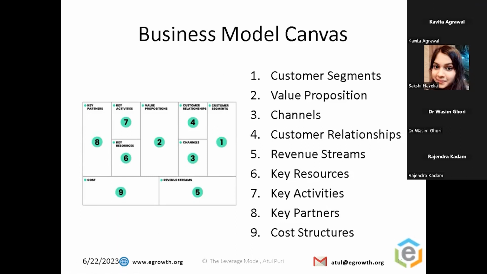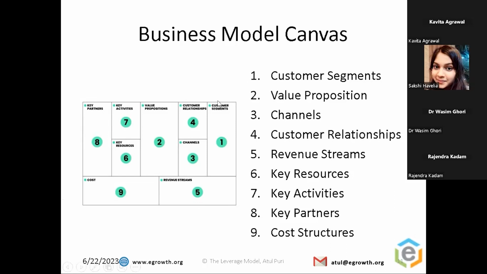The business model can be defined into 9 different sections. If you look at what you see on the screen right now, the right hand side is the customer facing part of the business. On the left hand side is the business facing part of the business.